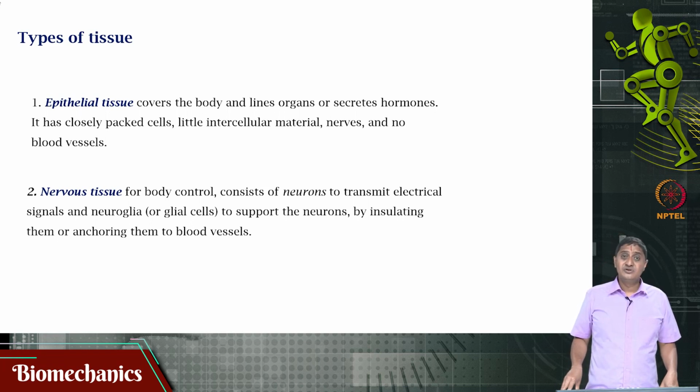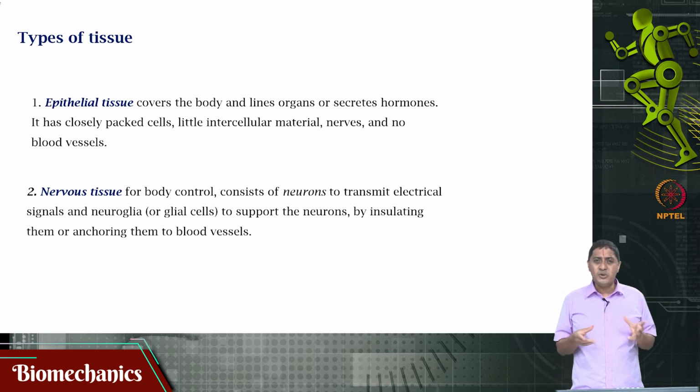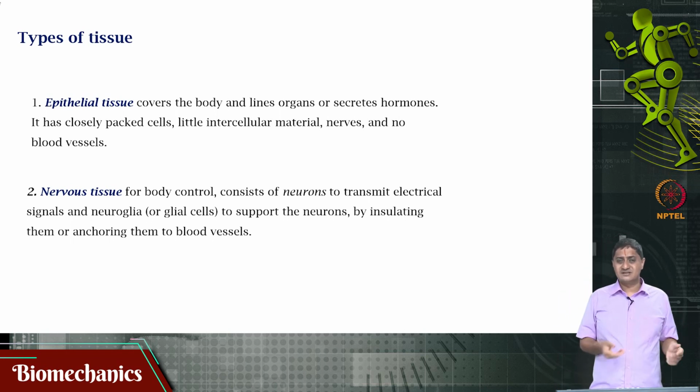Then you have neuronal tissue, or the nervous tissue, for control of bodily functions. They have neurons that transmit electrical signals, and neuroglia, a type of glial cell, are those that cover and insulate the neurons, anchoring them and attaching them to the blood vessels. So, they act as a mode of communication between the blood vessels and the neurons. These are called nervous tissue.